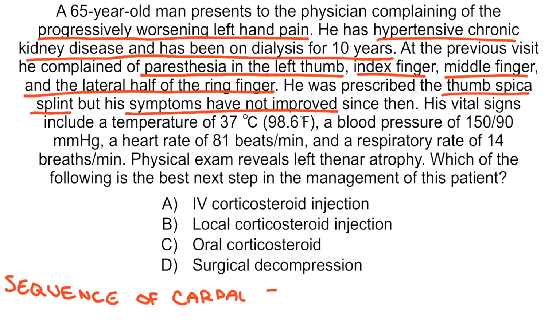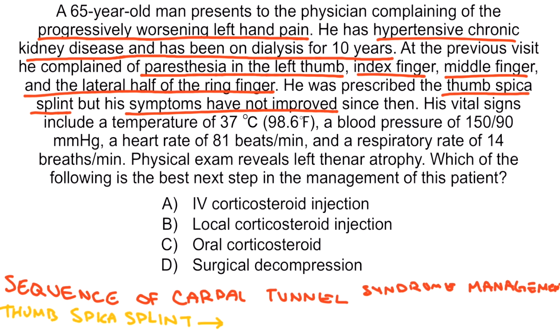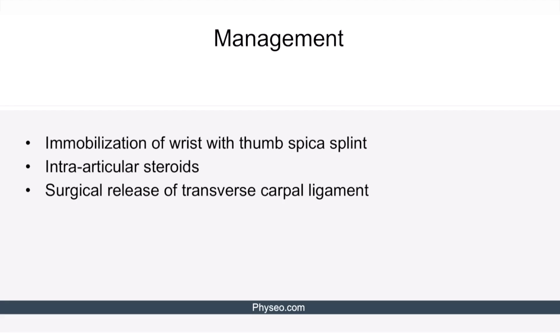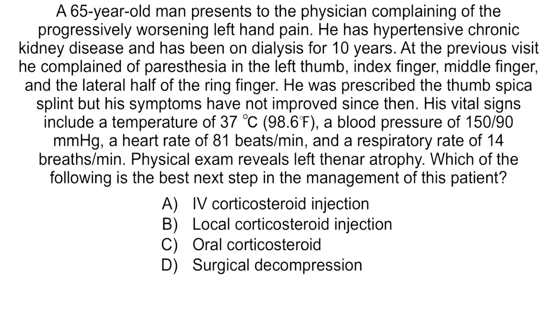The best next step in the management of the carpal tunnel syndrome after thumb spica splint is ineffective is local corticosteroid injections. Therefore, the correct answer is B. Here's a slide reminding us of the sequential management of carpal tunnel syndrome. Let's discuss why the other options are incorrect. Option A and C, intravenous and oral corticosteroids, are incorrect because they are not used in the management of carpal tunnel syndrome. Option D, surgical decompression, is incorrect because it's performed as the last resort after the thumb spica splint and local corticosteroid injection. And that concludes this section.